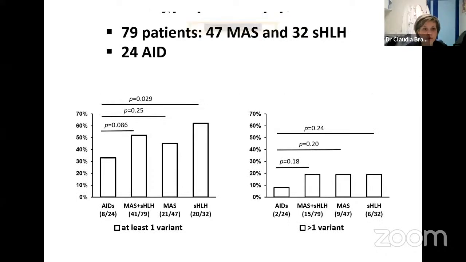So here the distribution of variants in our population, as you can see, the patients without inflammatory disease had fewer variants compared to the other groups of patients, but the difference was not significant compared to MAS and secondary HLH, but was significant when we compare autoinflammatory disease and secondary HLH. So here the patients with more than one variant, so again, patients without inflammatory disease had fewer variants compared to the other groups, but the difference was not significant.